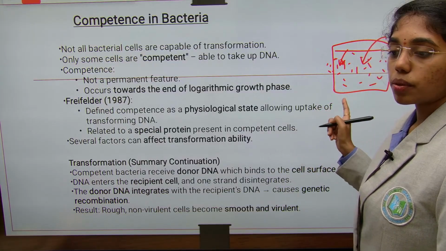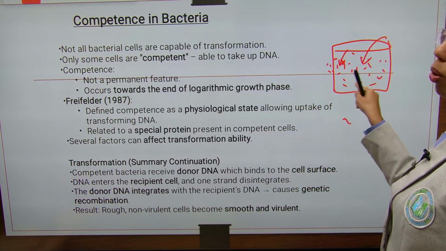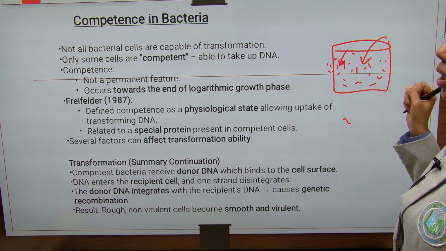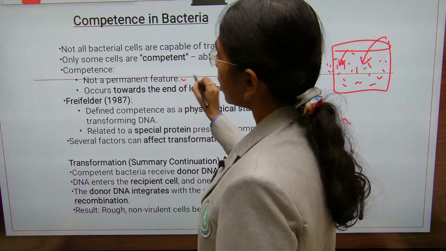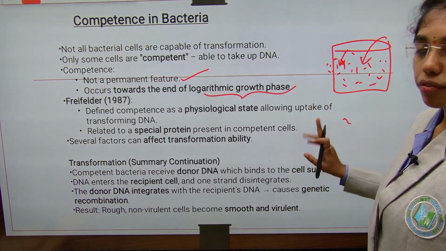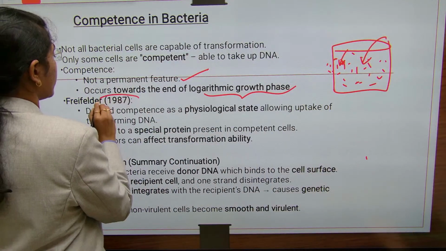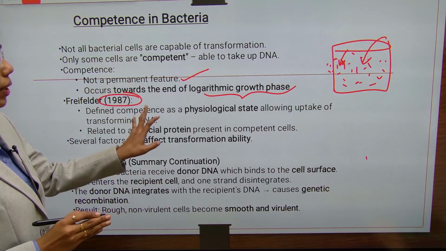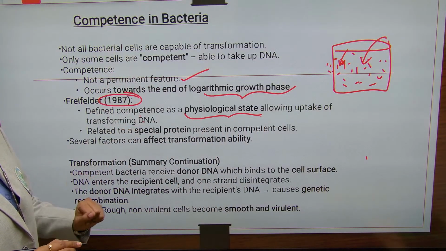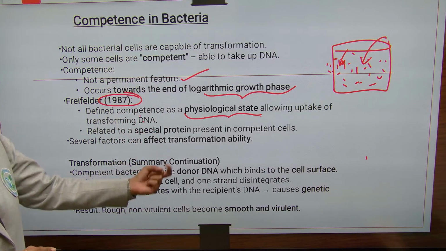So here comes the concept of what? Competence. Not all bacteria can receive the DNA from their closest proximity. Only a few bacteria are competent and they will be receiving the DNA. This competence is not a permanent feature, but occurs towards the end of the logarithmic growth phase. Fine, right? The scientist Felsenfeld, in the year 1987, defined competence as a physiological state allowing the uptake of transforming DNA, related to a special protein that is present in the competent cells.